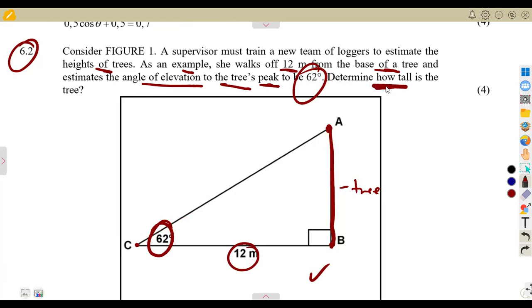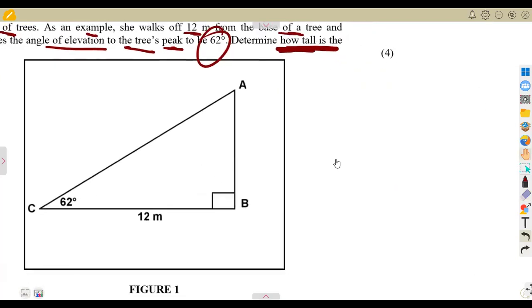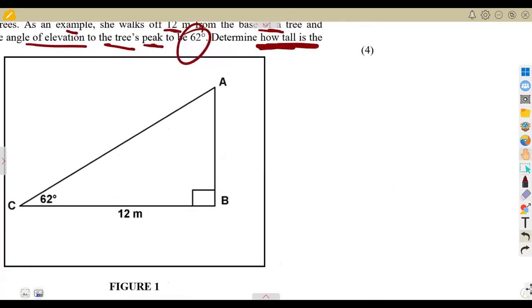Determine how tall is the tree. This is the tree. So how tall is the tree? Guys, whether you were understanding this information or not, by just knowing that this is the tree AB, how can you determine the length of AB? That is the question. How can we determine the length of AB?